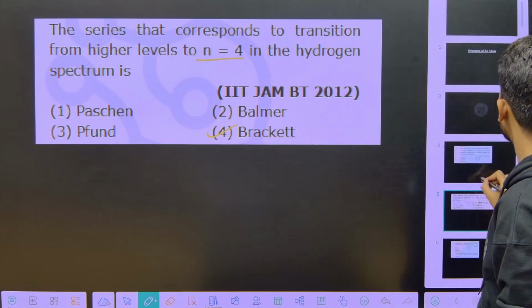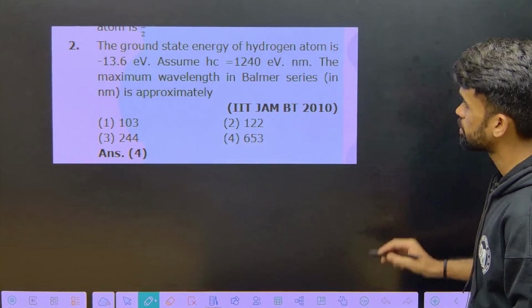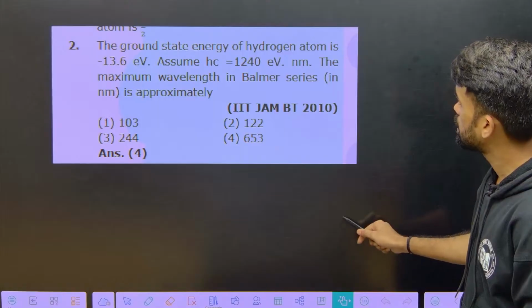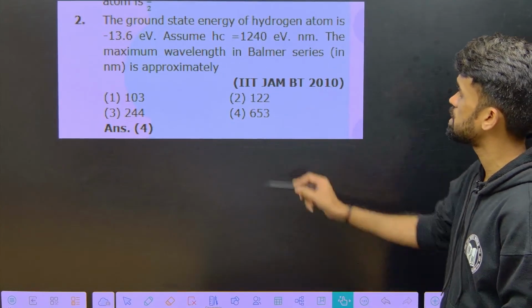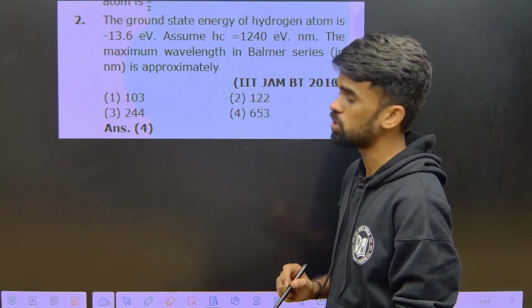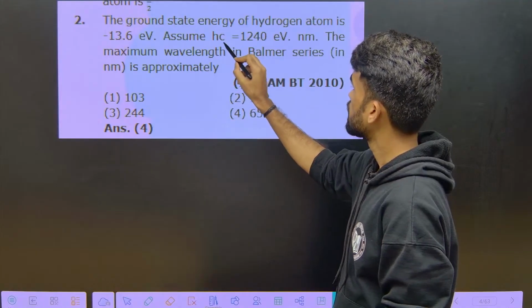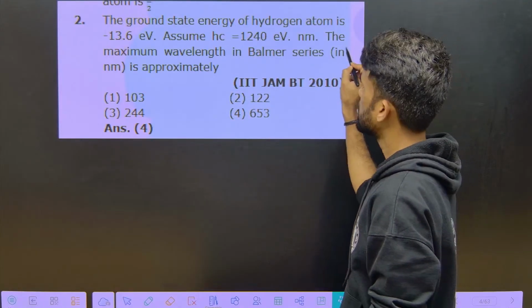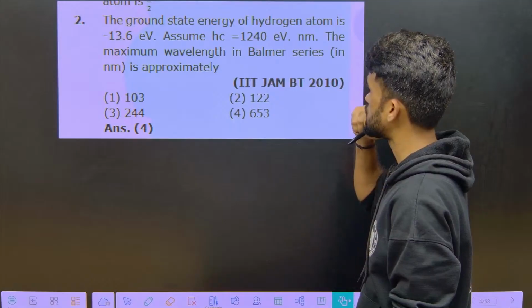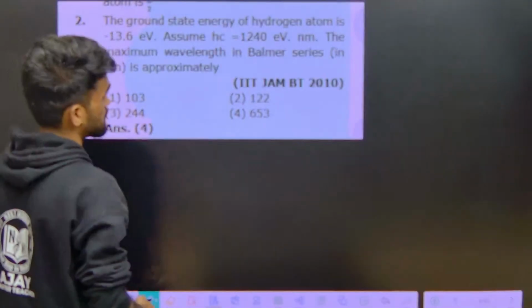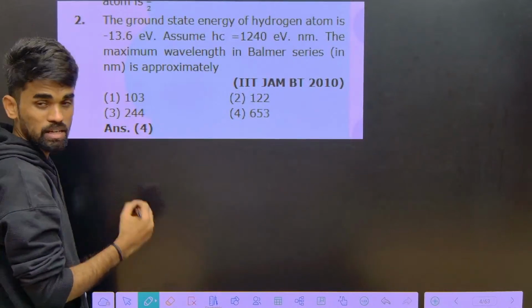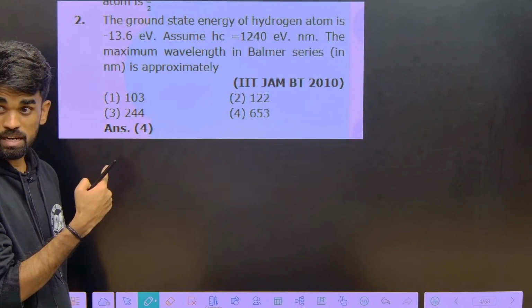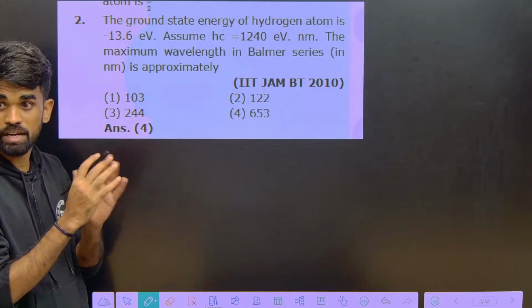And here, are you able to do this? The ground state energy of hydrogen atom is minus 13.6 electron volt, and assume hc is given like this. The maximum wavelength in Balmer series is approximately. See, in Balmer series, they are asking wavelength, right? What is the formula we have studied last? The wavelength formula for n1, n2 values.